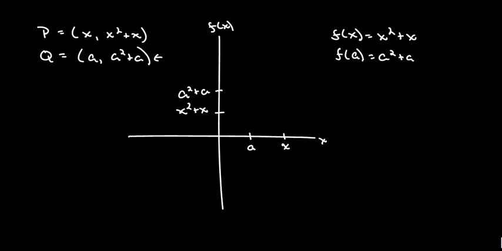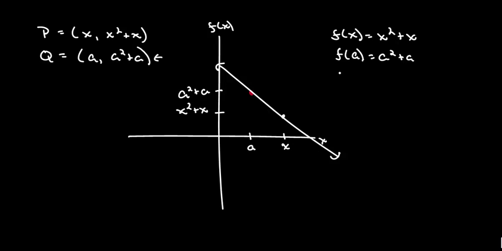Now, we've got these 2 points. Here's the first guy, here's the second guy. And we need to find the slope of the line containing those 2 points. So we'll go ahead and draw it in as best we can. Close enough. Okay, so there's our line.